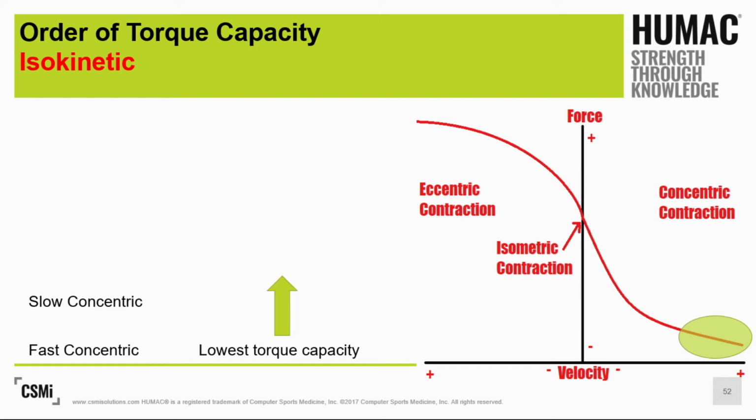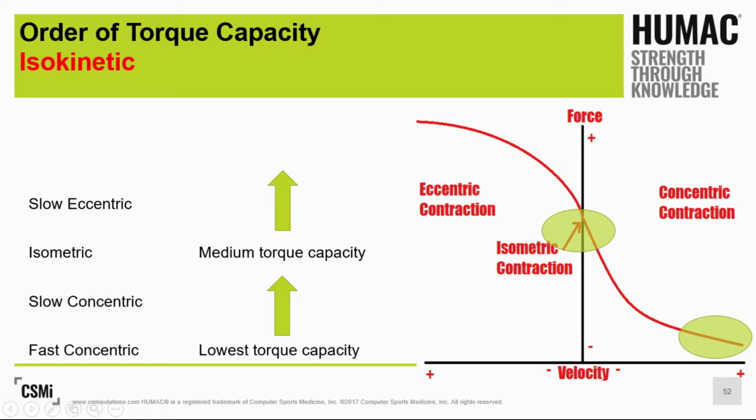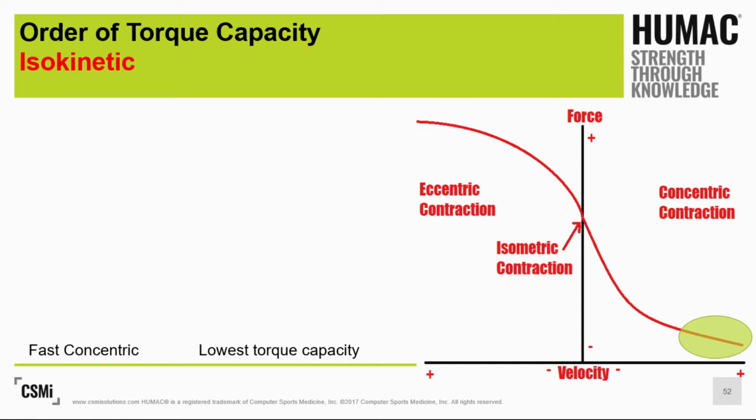As you move to a slower concentric speed, the muscle's ability to produce torque increases. It increases even further when you move to an isometric contraction. If you want to further increase the muscle's ability to produce torque, you have to then move to an eccentric contraction at lower speeds. And then as you go faster and faster in the eccentric mode, the more torque the muscle can produce.